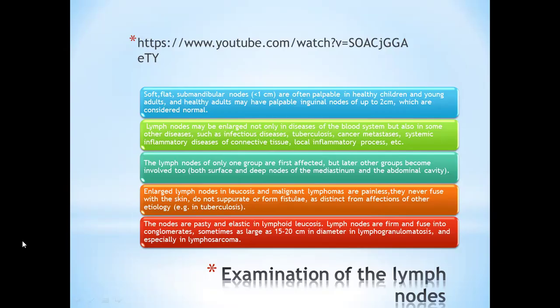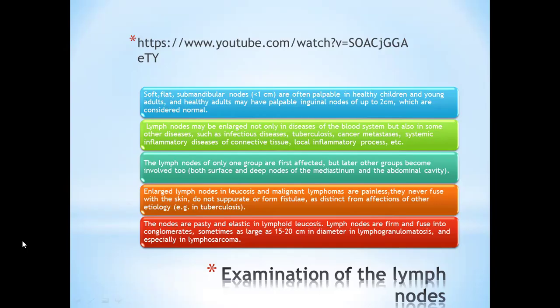Lymphoid nodes may be enlarged not only in diseases of the blood system, but also in some other diseases, such as infectious diseases, tuberculosis, cancer metastasis, systemic inflammatory diseases of connective tissue, and local inflammatory processes. Lymphoid nodes of only one group are first affected, but later other groups become involved too.